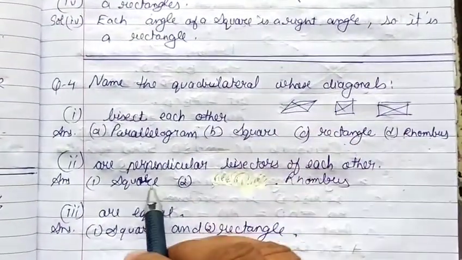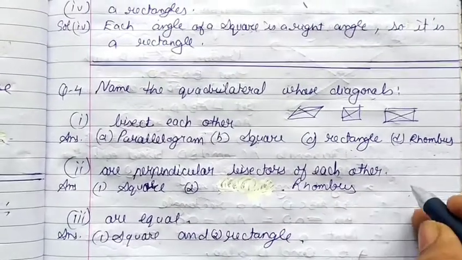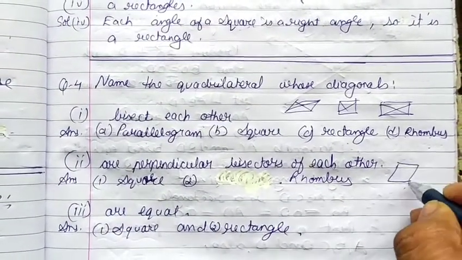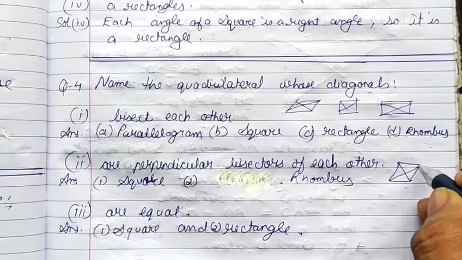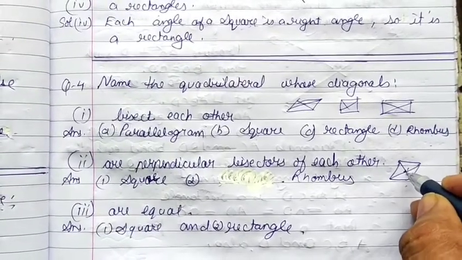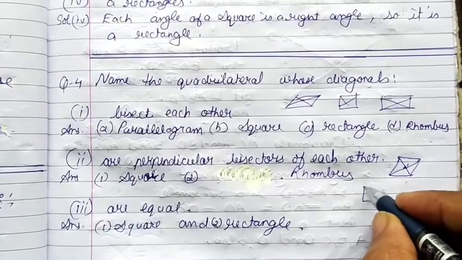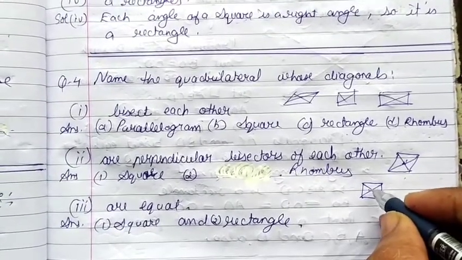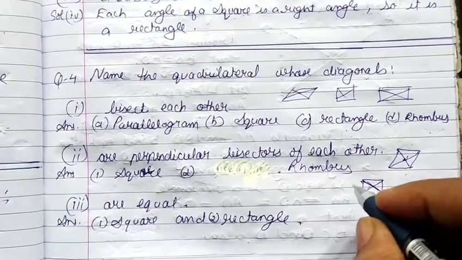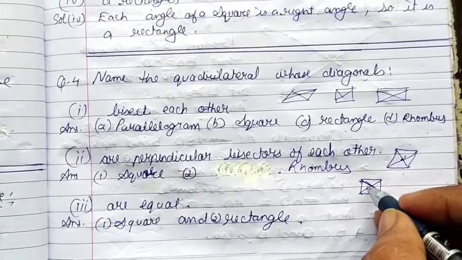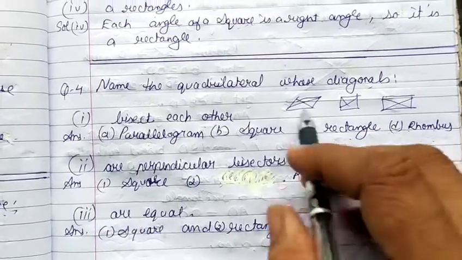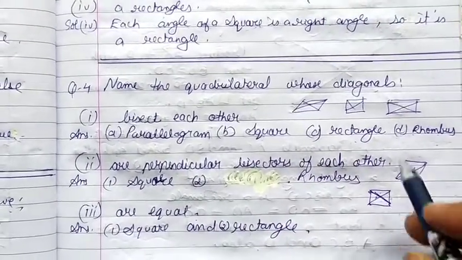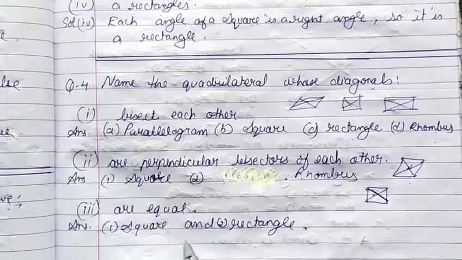The quadrilateral whose diagonals are perpendicular bisectors: perpendicular bisector means that whenever the diagonals bisect, as in a rhombus, they should be perpendicular, meaning the intersecting point should be 90 degrees. In a square it is possible and in a rhombus it is possible. In a square, whenever the diagonals intersect, the angle is 90 degrees. Now the quadrilateral whose diagonals are equal is possible in a square and rectangle, meaning the lengths of the diagonals are equal.